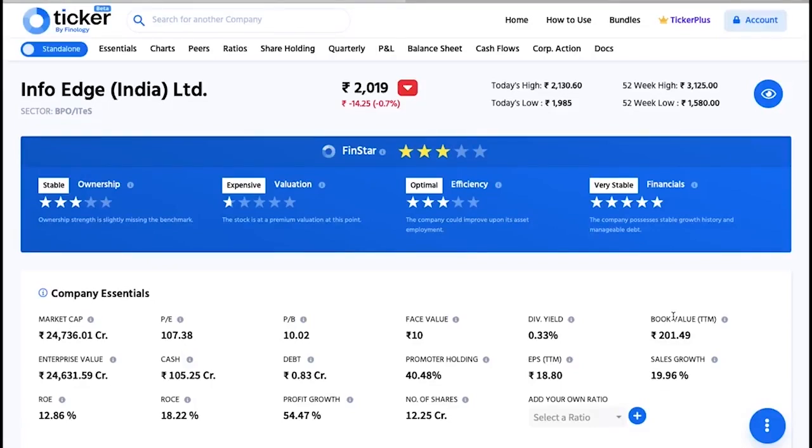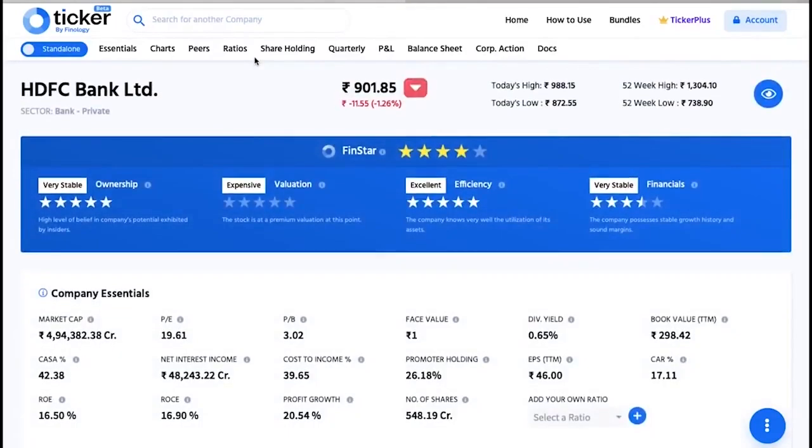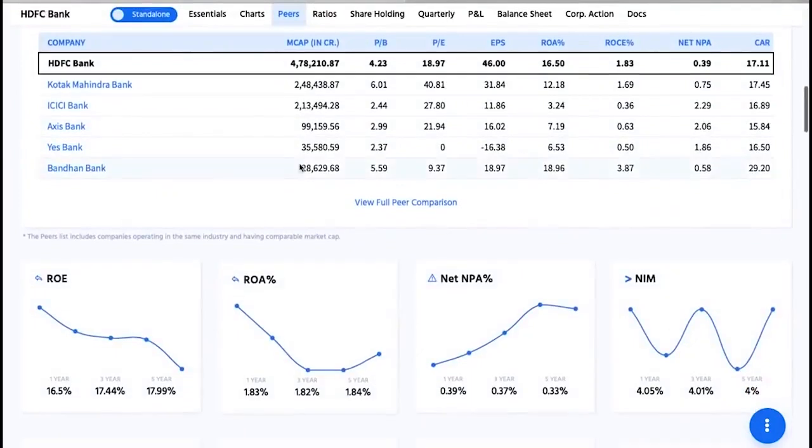Let's take one more example. I am opening HDFC Bank in Ticker, and after clicking on peers, Ticker will take us to the peers list of HDFC Bank. Here, HDFC Bank is trading at 4 times the book value. Kotak Mahindra is trading at 6 times the book value. ICICI Bank is trading at 2 times the book value. Axis Bank around 3 times the book value, etc. Different banks have different book values. By comparing this, we can get to know which bank is cheaper and which is costlier.